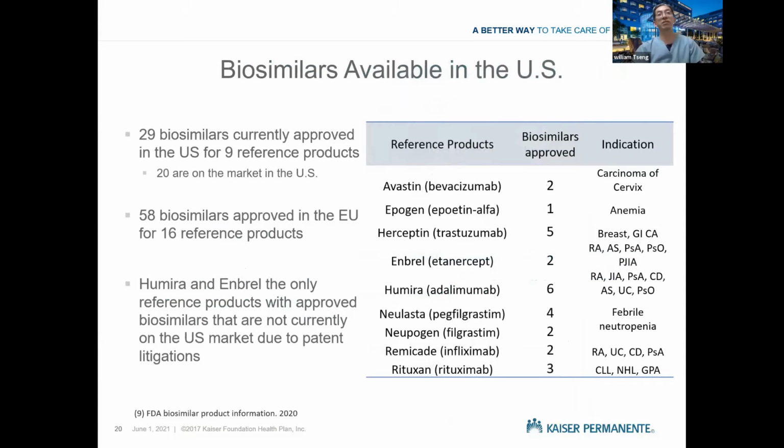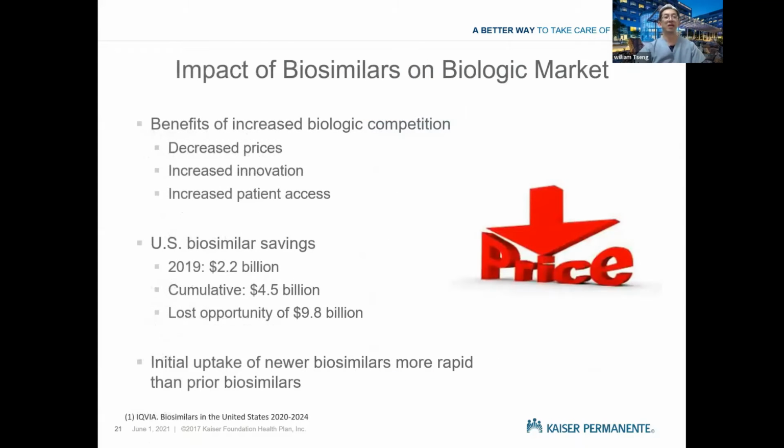So what do we have available in the US? Now we have 29 biosimilars currently approved. And again, because we were 5 years behind, Europe has 58 already, with 16 reference products, where we only have 9 at this time. And on the right, it shows the indications for the reference product just for clinicians to reference. And then what's the impact of biologicals in the market?